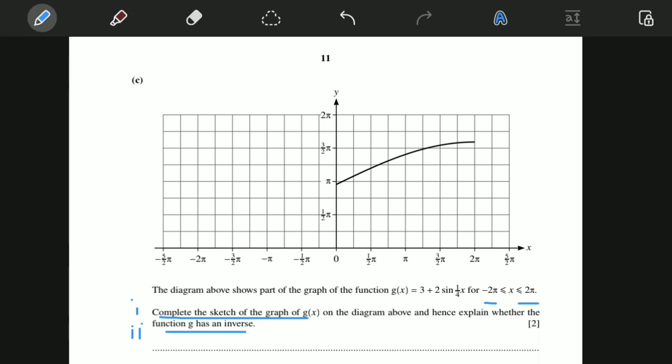Okay, now let's start with completing the sketch of the graph. For that, simply find the values of g of x, or y, because we know the function g of x or f of x equals y. So you can put in these values of x, and you will find the values of y by putting them in this equation, and you will mark them over here wherever it comes. Okay, so let's start doing this.